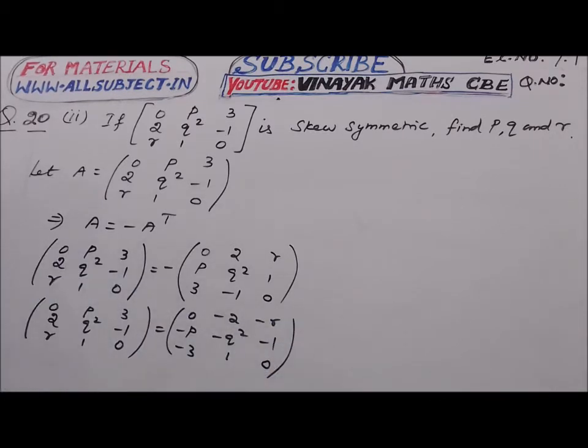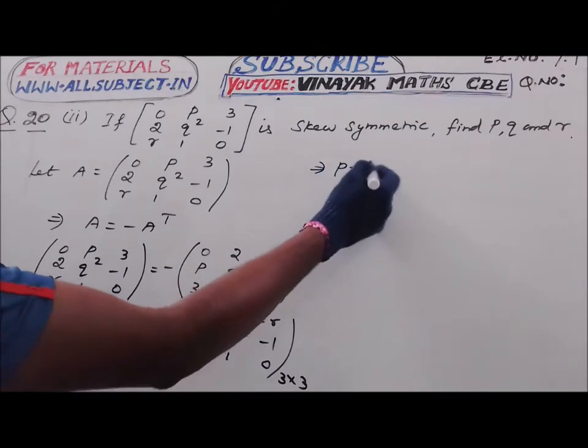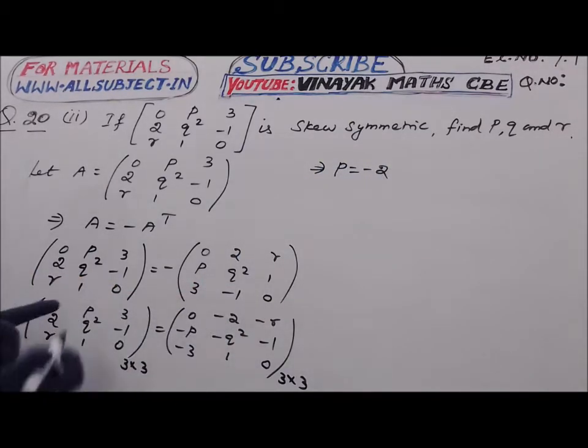Now these two have equal order, it is 3 by 3. The right side also is a 3 by 3 matrix, and there is an equal symbol between them. This means the corresponding elements are equal in the respective places, which implies P equals minus 2, because the second element and the second element must be equal. So P equals minus 2.